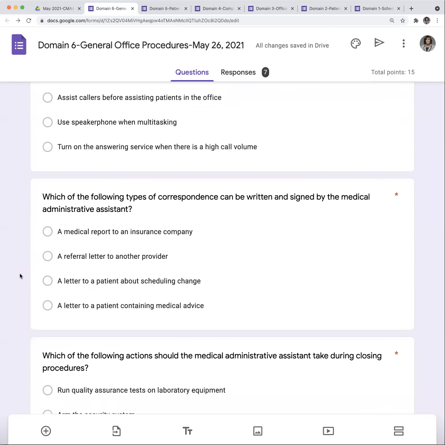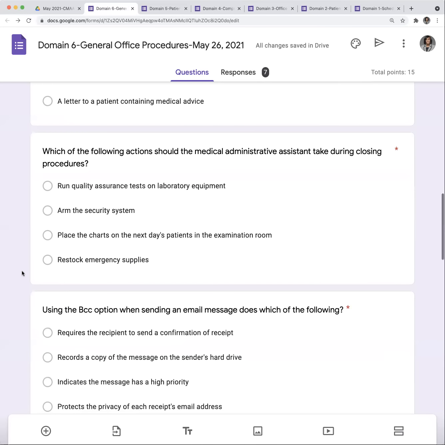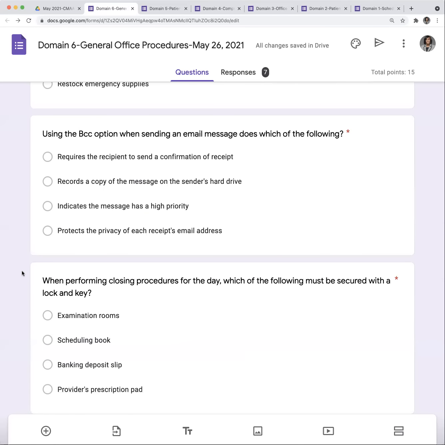Which of the following types of correspondence can be written and signed by you? A letter to a patient about scheduling changes. Yes. Which of the following actions should the MAA take during the closing procedures? Didn't we already say arm the security system? We did. So you can see the same question more than once. Okay, that threw me for a loop. I thought that was a trick question. I was like, wait, we already answered that, didn't we?